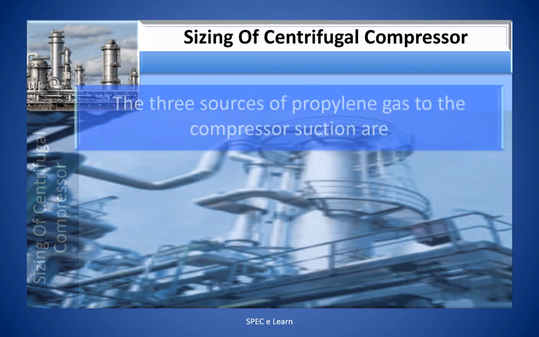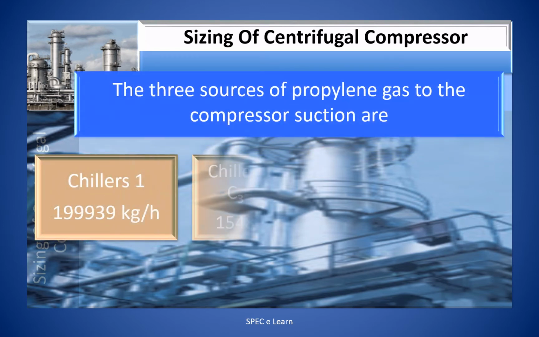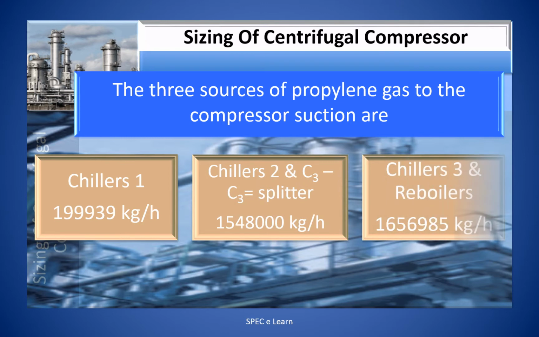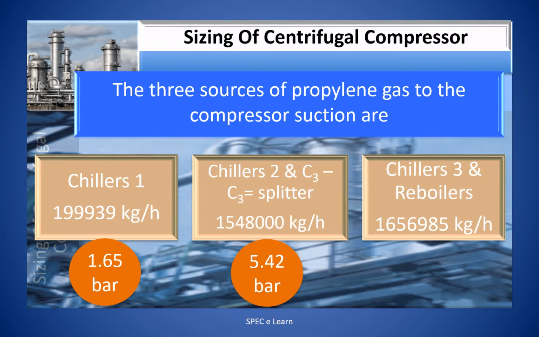The 3 sources of propylene gas to the compressor section are chillers 1, 0.19 million kg per hour at 1.65 bar pressure; chillers 2 and propane propylene splitter, 1.548 million kg per hour at 5.42 bar; chiller group 3 and reboiler, 1.656 million kg per hour at 8.3 bar.